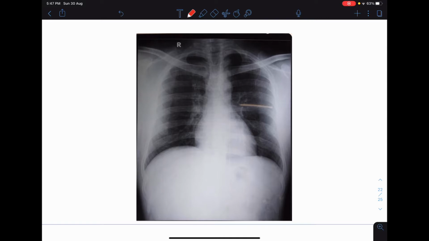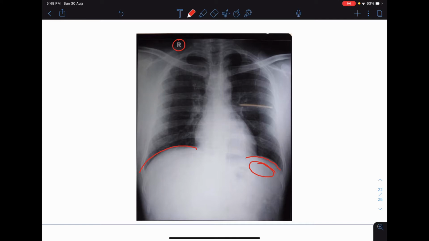In most of the x-rays, a letter R will be written on the right side. So from the R, we can know that this is the right side. Secondly, you can look at the dome of the diaphragm. The right dome of the diaphragm is normally always slightly higher than the left dome of the diaphragm. The third thing is that in the left side, most of the time there will be presence of fundal gas shadow. Okay.